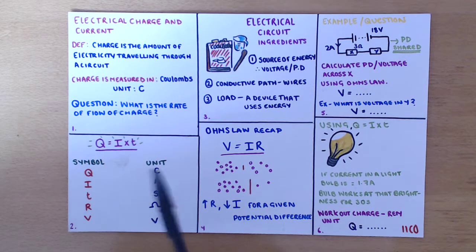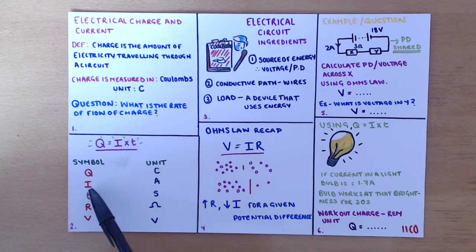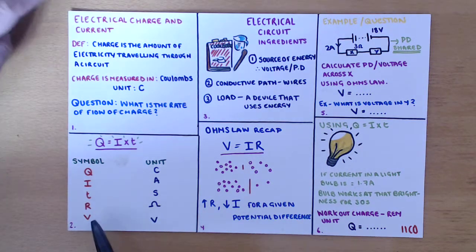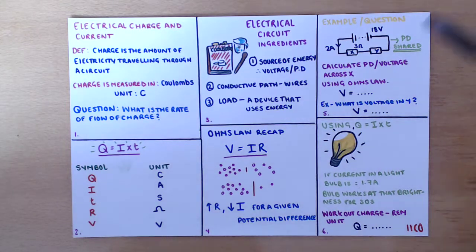So Q is charge, with the unit coulomb, I is current, with the unit amps, T is time, with the unit seconds, R is resistance, with the unit ohms, V is voltage, with the unit volts.